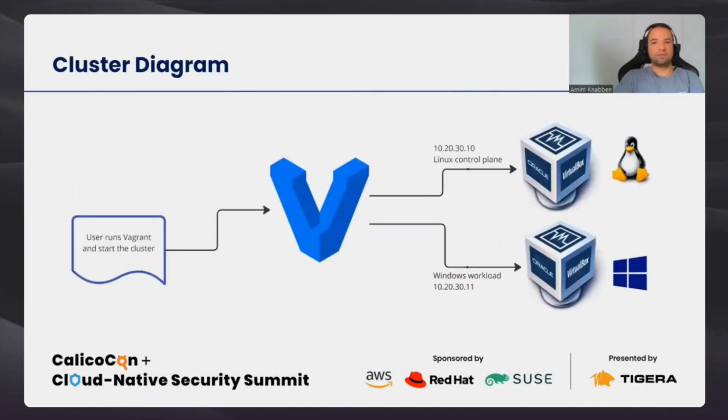Having an overview of this diagram, we have the user running Vagrant to start a new cluster. Vagrant provides all the required machines on VirtualBox.